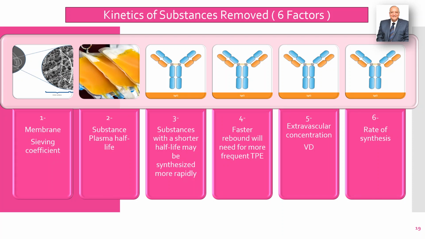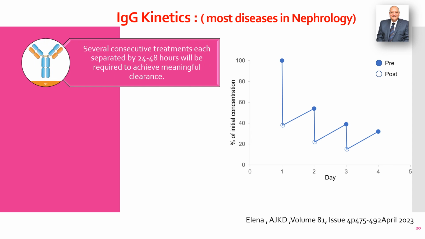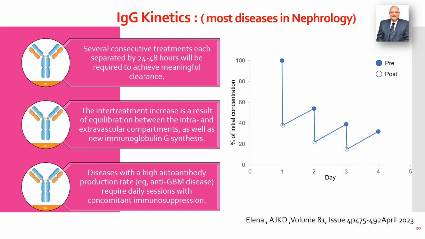rate of synthesis. In most diseases in nephrology, immunoglobulin IgG needs to be removed, so given the kinetics, several consecutive treatments, each separated by 1 or 2 days, will be required to achieve a meaningful clearance. The intra-treatment increase is a result of equilibration between the intra- and extravascular compartments, as well as new immunoglobulin synthesis. Diseases with high autoantibody production like anti-GBM disease require daily sessions with concomitant immunosuppression.